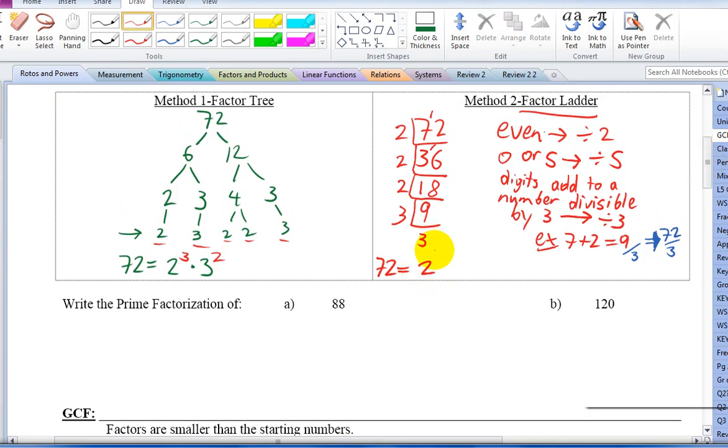2 to the exponent, times 3 to the exponent 2. Okay, that's your answer. How is that? Easy? Not bad?